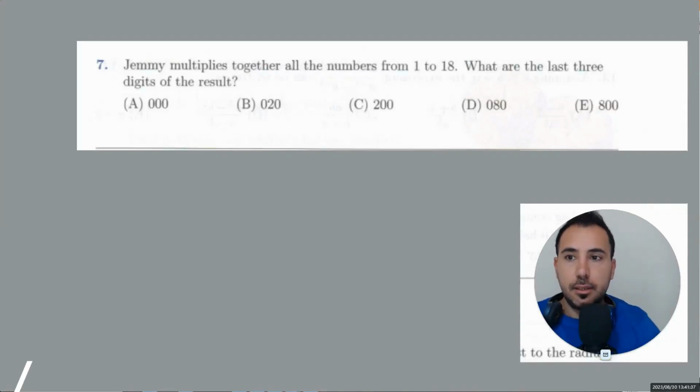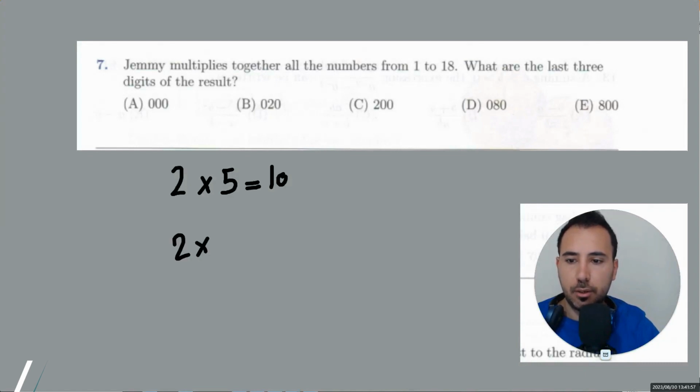Question 7. Jemmy multiplies together all the numbers from 1 to 18. What are the last 3 digits of the result? Okay, I have to do just a little teaching here before I give the answer. Well, we know that 2 times 5 is going to be 10, right? But if I give you 2 times 5 and a lot of other numbers, like I multiply by 3, and then I multiply by 7, then I multiply by 99, what would be the last digit?